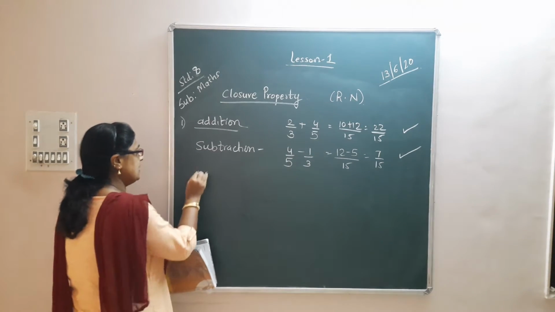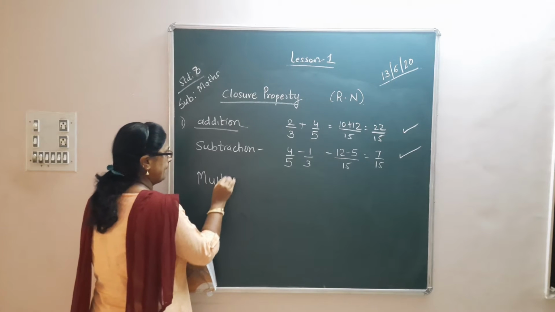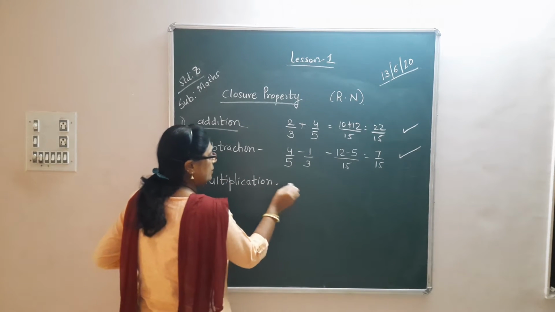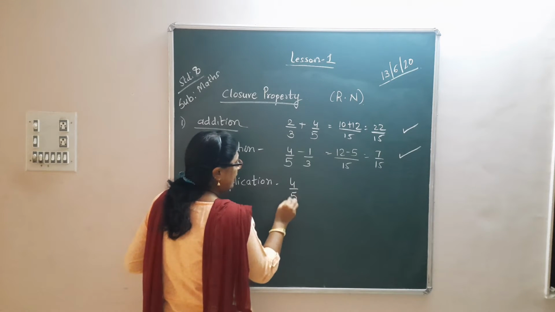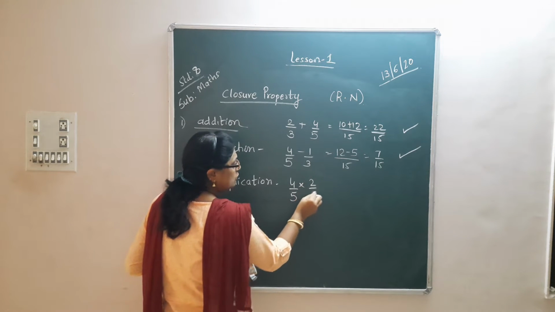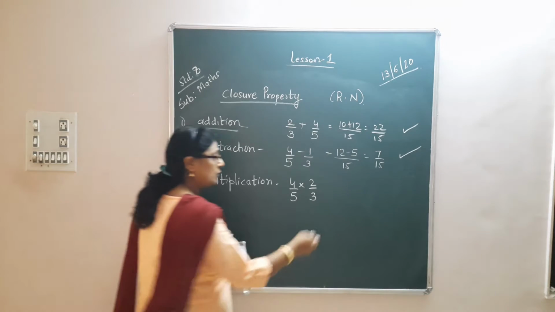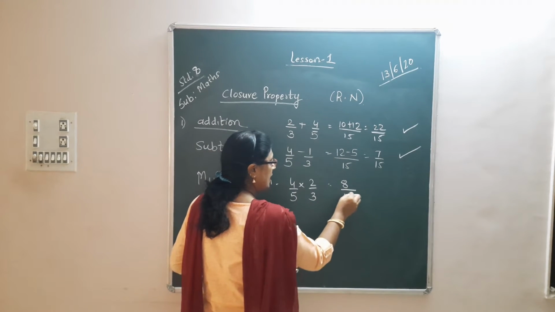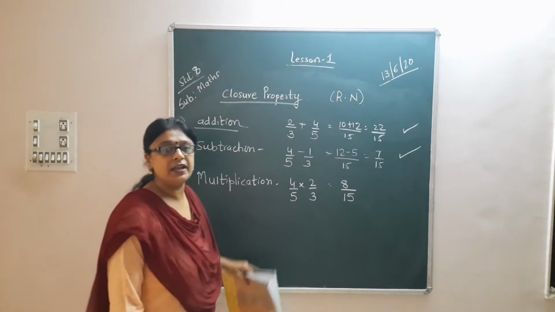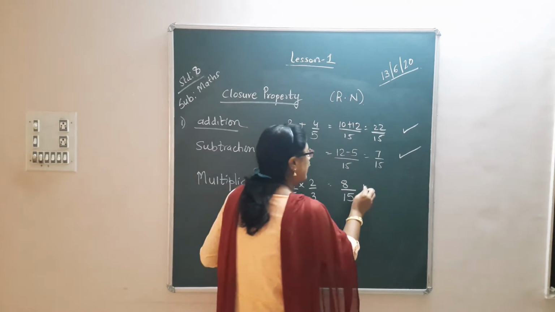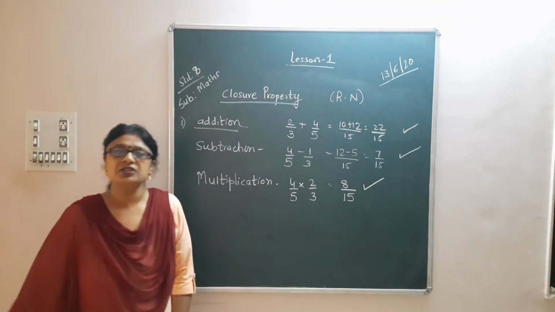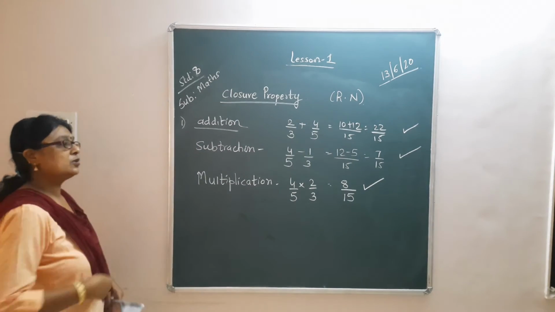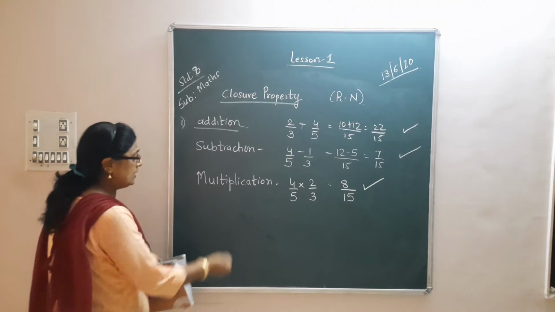Similarly, let us see multiplication. 4 upon 5 multiplied by 2 upon 3. So that is equal to 4 2s are 8, 5 3s are 15. So 8 upon 15. Yes, again we got a rational number. So it is also closed under multiplication.